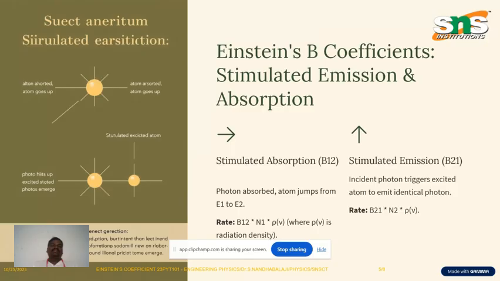Einstein's B coefficients cover stimulated processes. In stimulated absorption, the photon is absorbed and the atom jumps from E1 to E2. In stimulated emission, B21, an incident photon triggers an excited atom to emit an identical photon. The rate of stimulated absorption is B12 times N1 times rho v, and the rate of stimulated emission is B21 times N2 times rho v, where rho v is the radiation density.